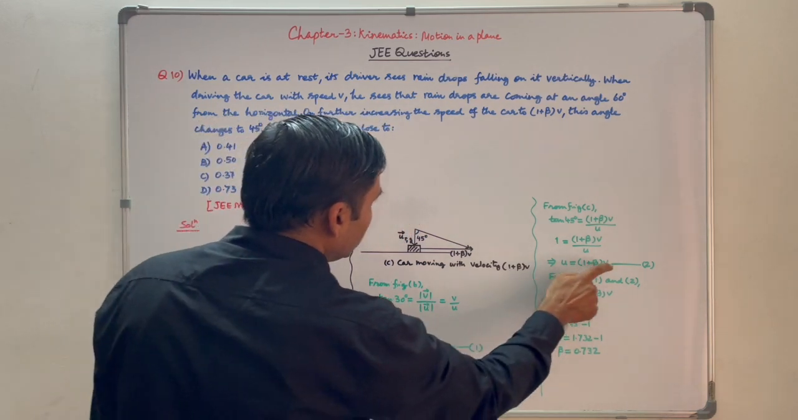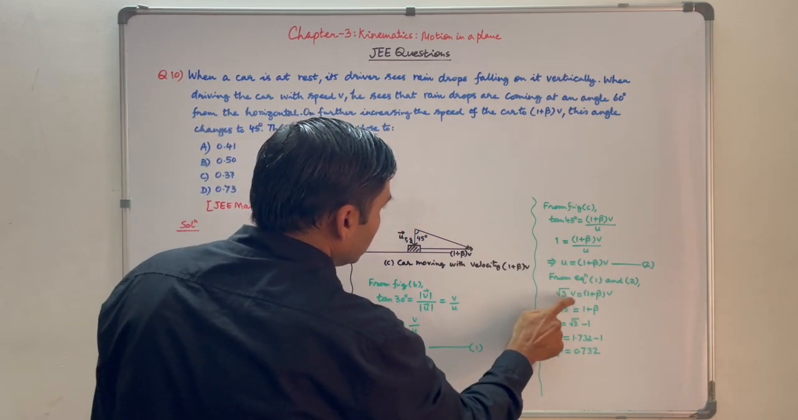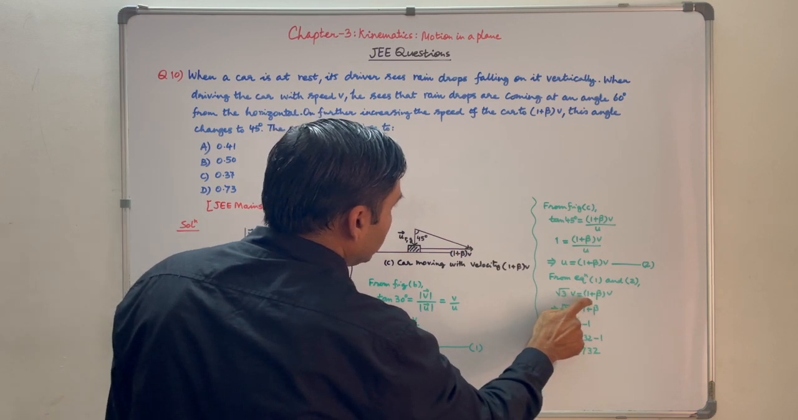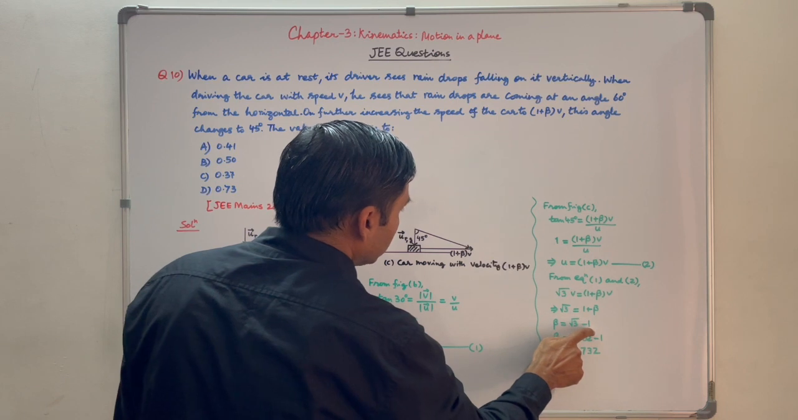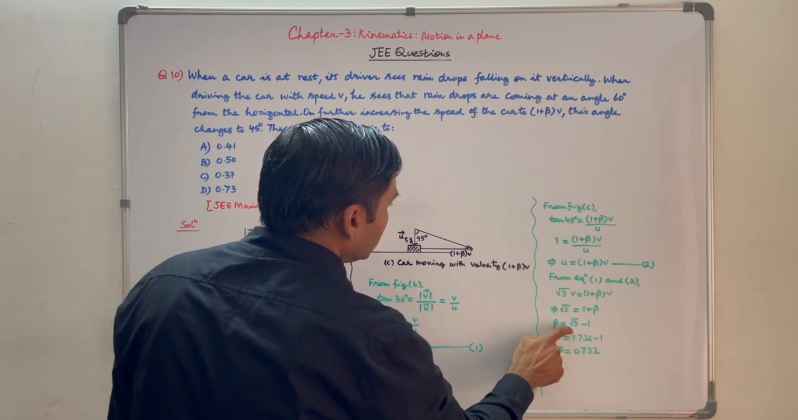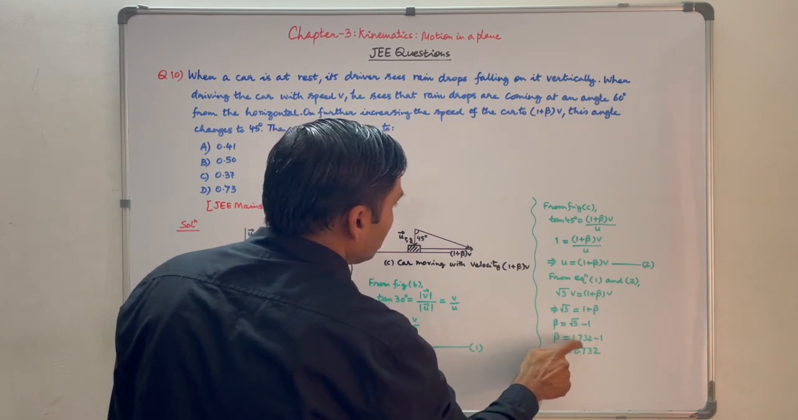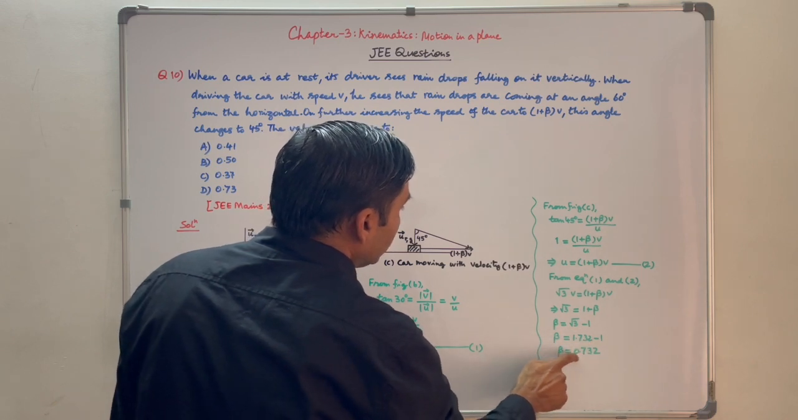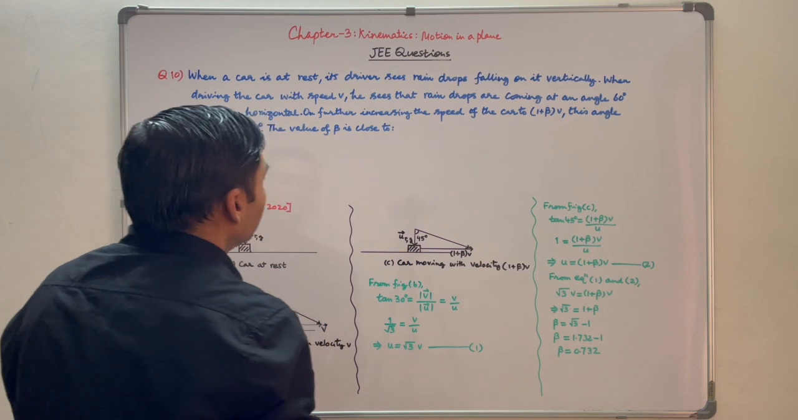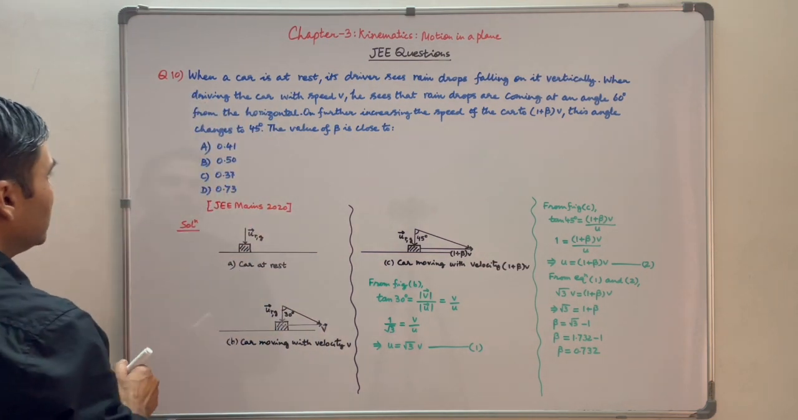From these two equations, root 3 V is equal to (1 plus beta) times V, or beta is equal to root 3 minus 1. Value of root 3 is approximately 1.732. So beta comes out to be 0.732. The closest match is option D.